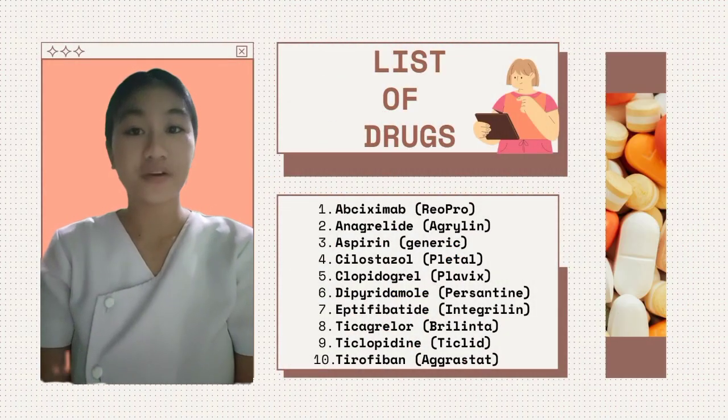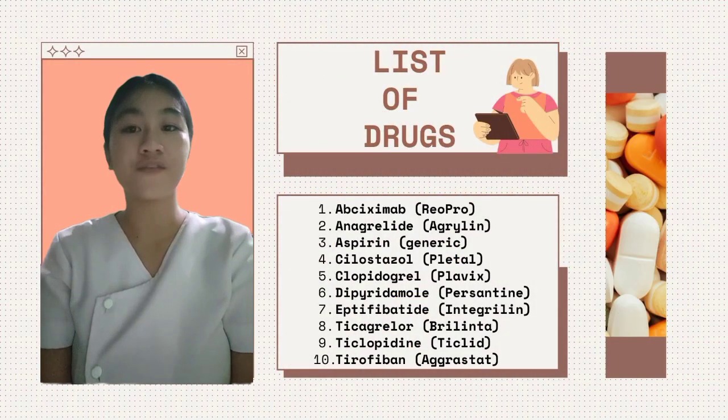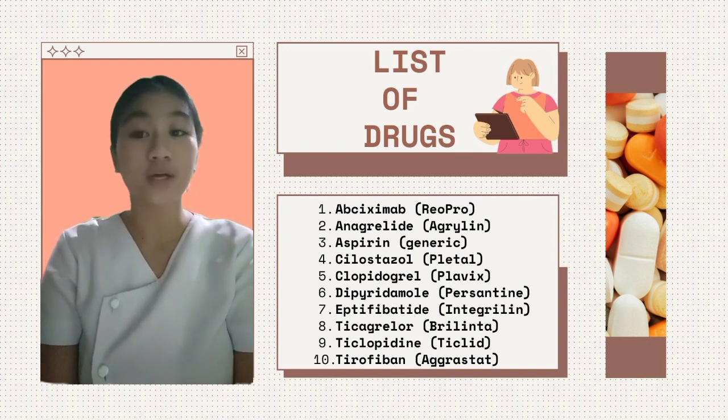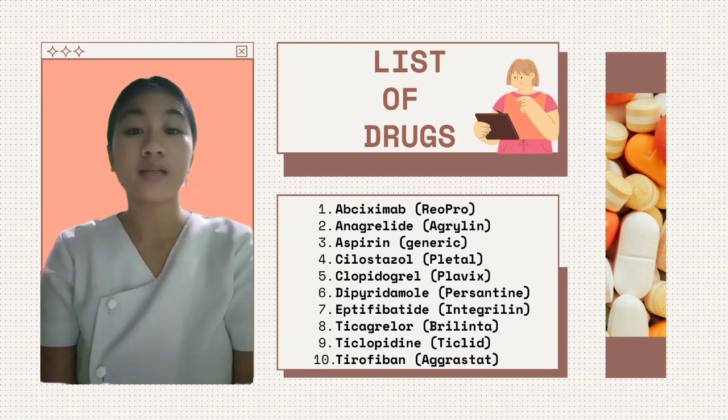I am Jennifer Marapok, and here is the list of drugs under antiplatelet agents: abciximab, anagrelide, aspirin, cilostazol, clopidogrel, dipyridamole, eptifibatide, ticagrelor, ticlopidine, and lastly, tirofiban.